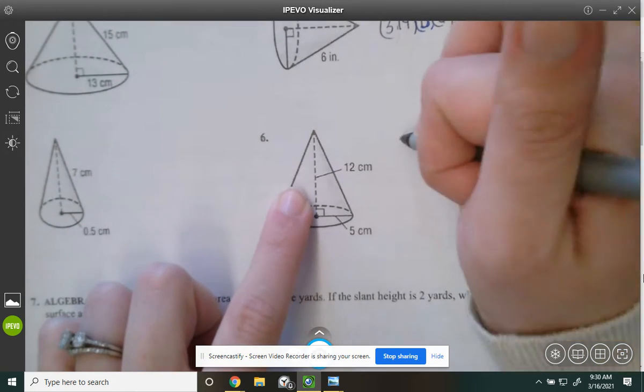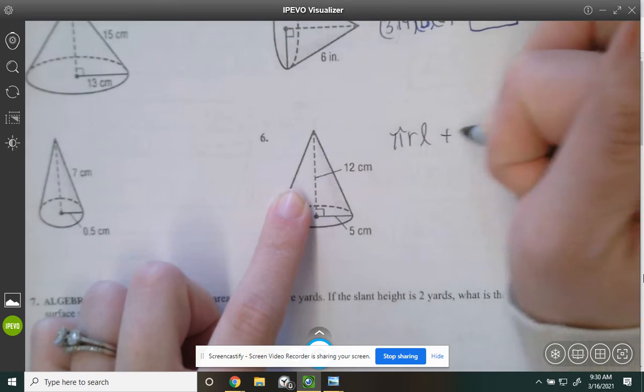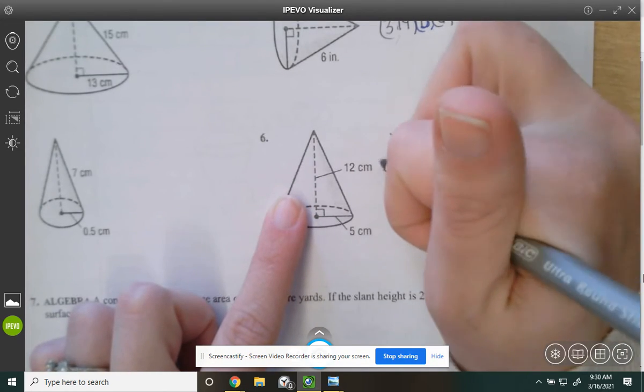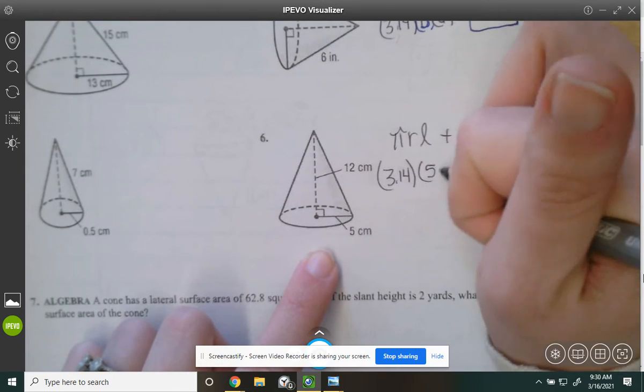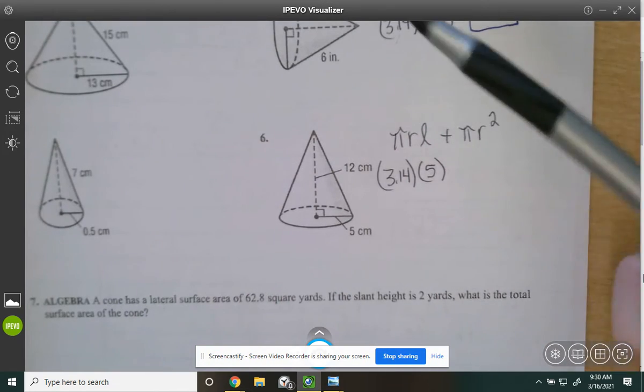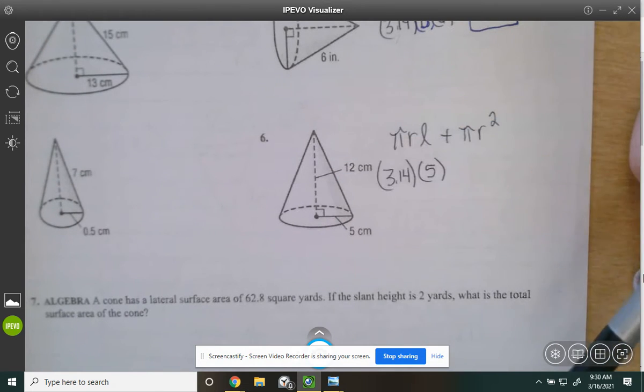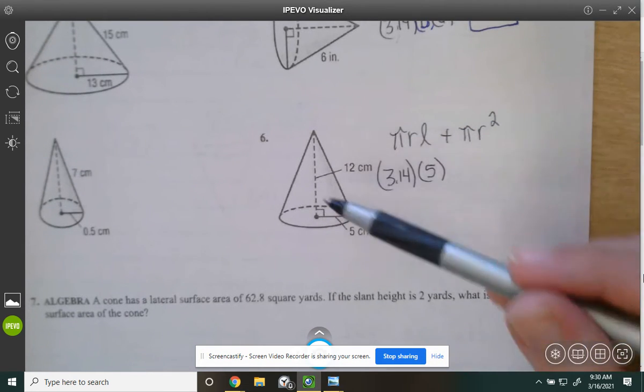On 6, I'm going to write my equation out. Okay, we know pi is 3.14. It gives us a radius of 5. That's awesome. However, 12 is not my slant height. 12 is the height. So we have to figure out what that is.